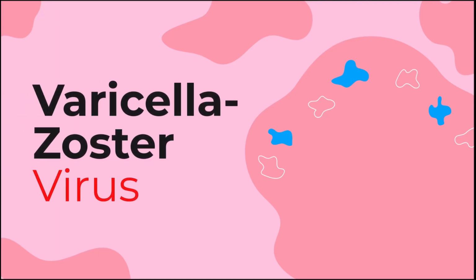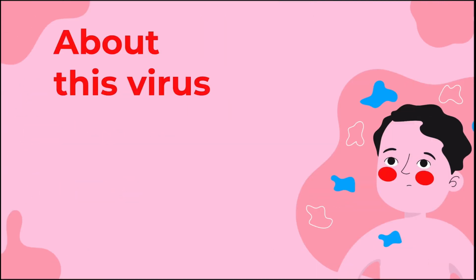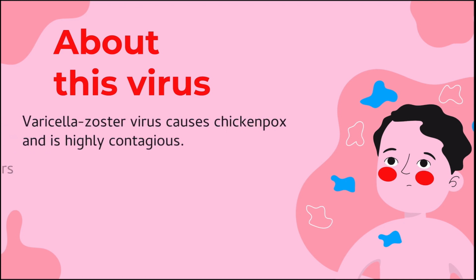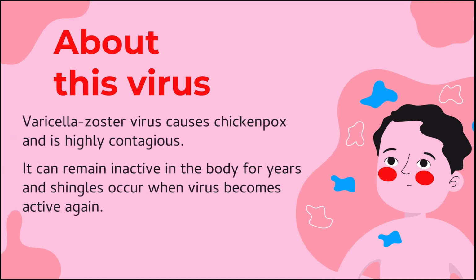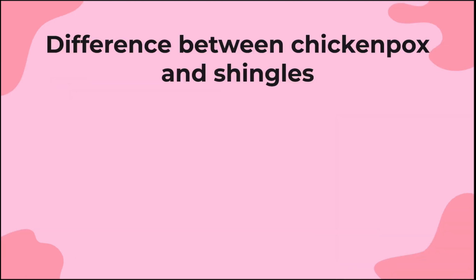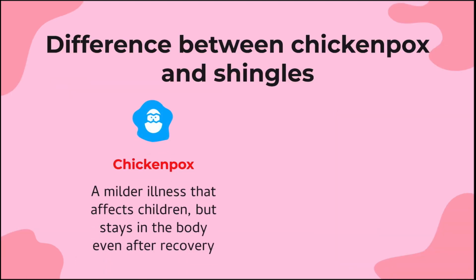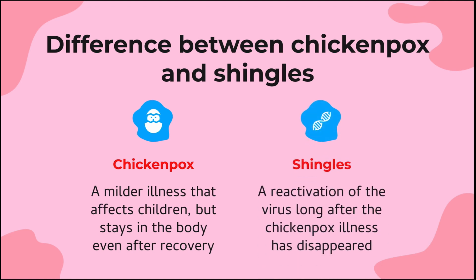Varicella-zoster is a herpes virus that causes chickenpox, a common childhood illness which is highly contagious. Shingles occurs when varicella-zoster becomes active again. The difference between chickenpox and shingles is that chickenpox is a milder illness that affects children. Shingles results from a reactivation of the virus long after the chickenpox illness has disappeared.